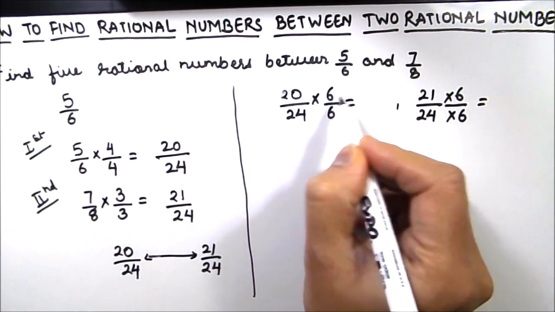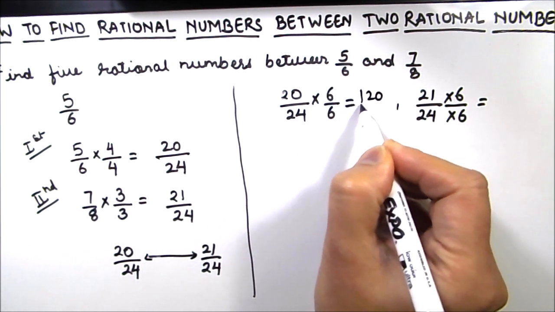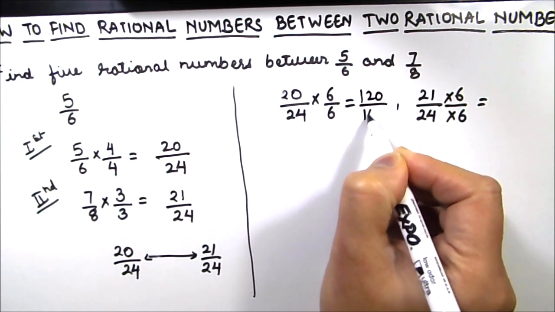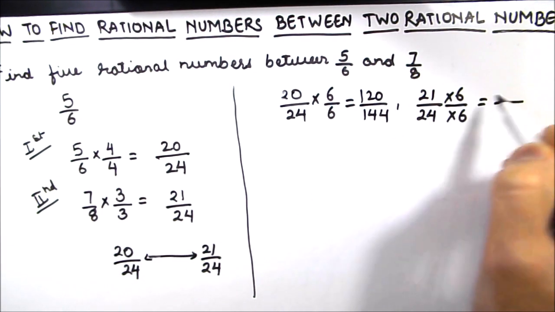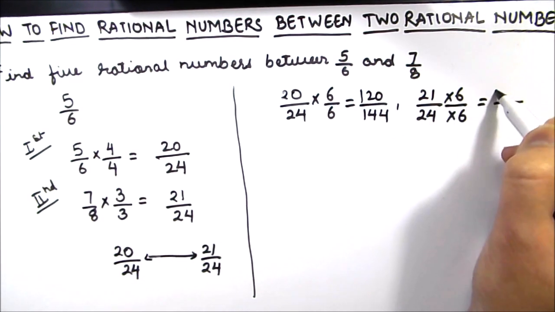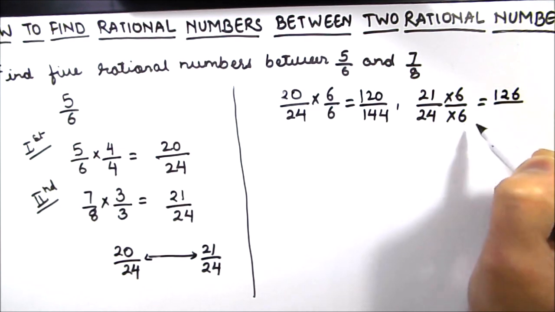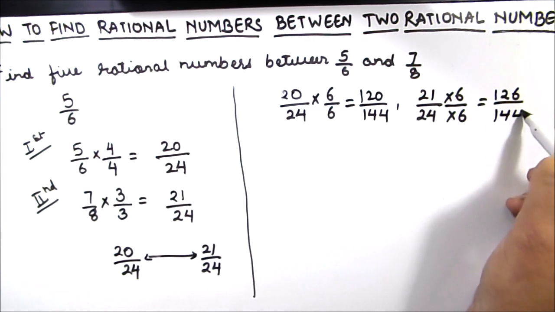So 6 times 20 is 120 and 6 times 24 comes out to be 144. Similarly here, 6 times 21 is 126 and 6 times 24 is 144.